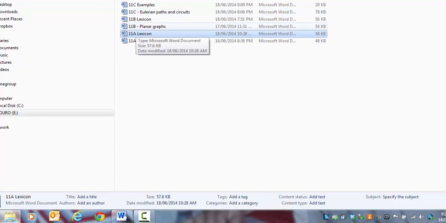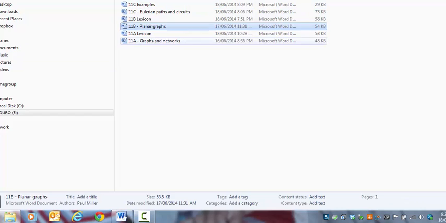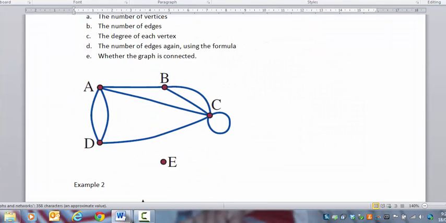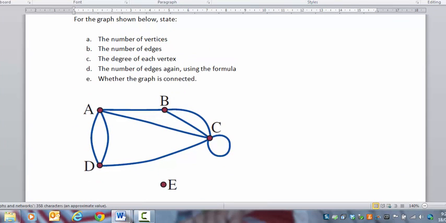Okay, so on to the examples from graphs and networks. So this is the first example I'd like to do here. For the graph below, state the number of vertices. Well, that's easy. 1, 2, 3, 4, 5. There's 5 vertices.